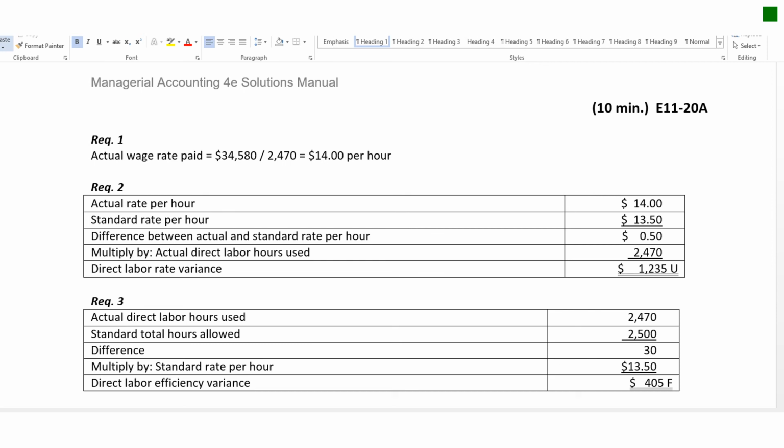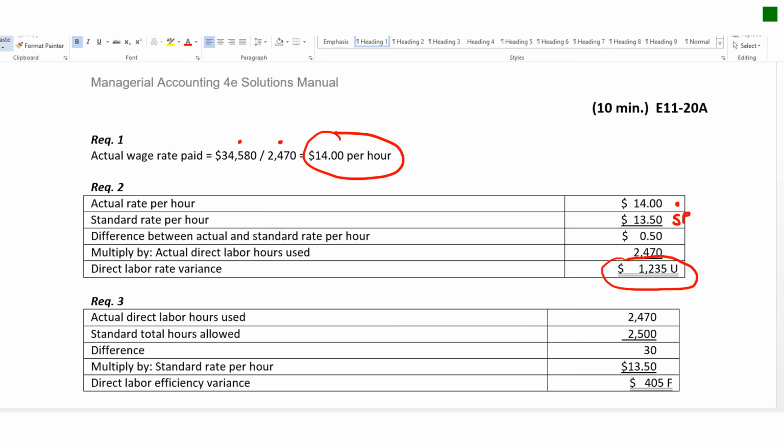So notice part 1, I already kind of showed you where to get the numbers. You just take what you paid, divide by the actual hours. So the actual rate is $14 per hour. You compare that to the standard rate, the standard price, which was given at $13.50. Notice you're over by 50 cents. That's not good. Multiply that by the actual labor hours used, which was 2,470. You get an unfavorable rate variance. So remember, you always want to be better or less than the standard for it to be favorable.